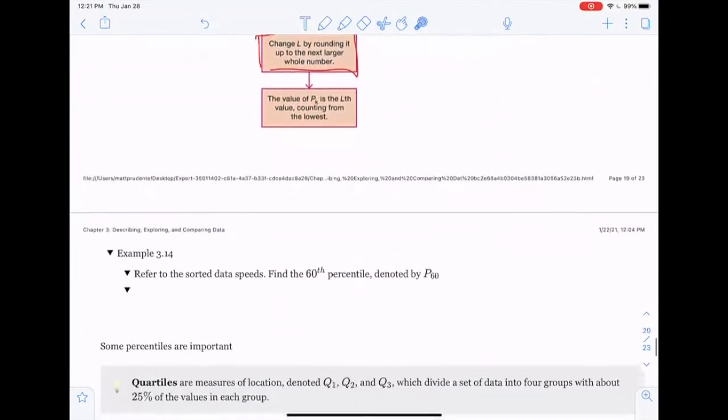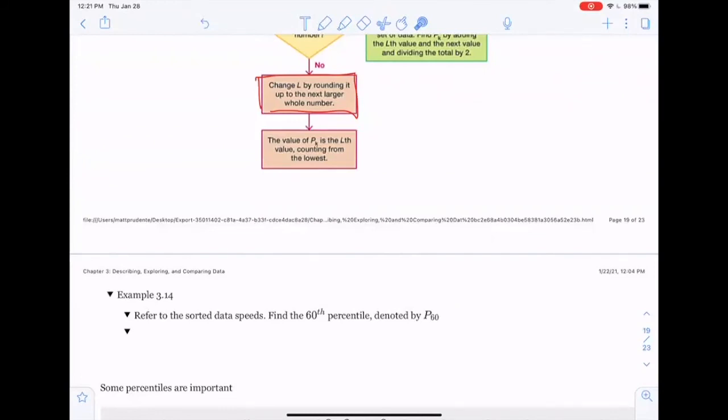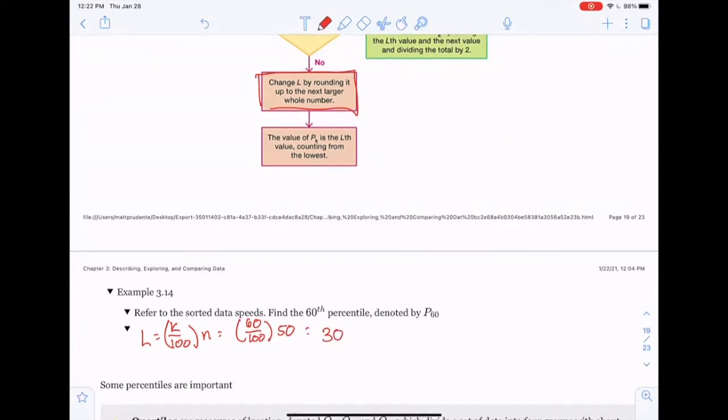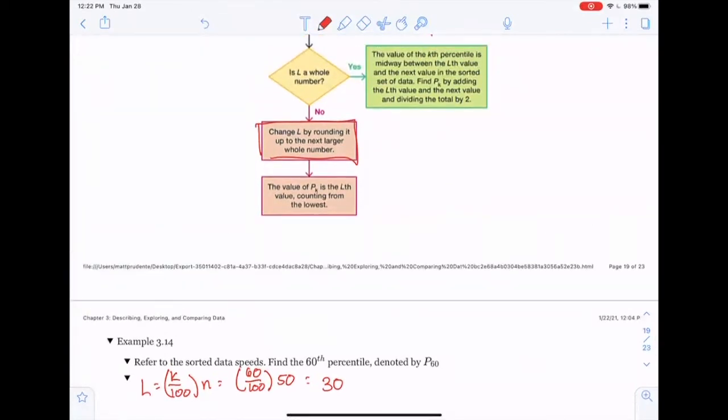So let's do an example. We want to refer to those data speeds again, and we want to find the 60th percentile. Our data is already sorted. We'll do L equals K divided by 100 times N. In this case, that's 60 divided by 100 times 50. If I compute that, I get 30. Since L is a whole number, looking at our flow chart, I want to take the 30th piece of data and the 31st piece of data and find the average of those two. That value will be the data value that corresponds to the 60th percentile.